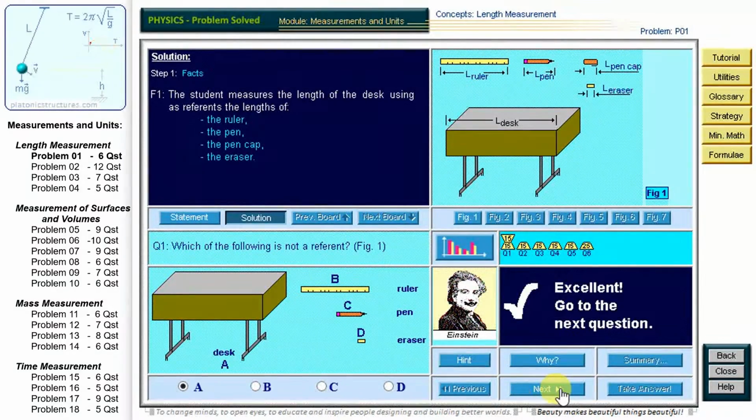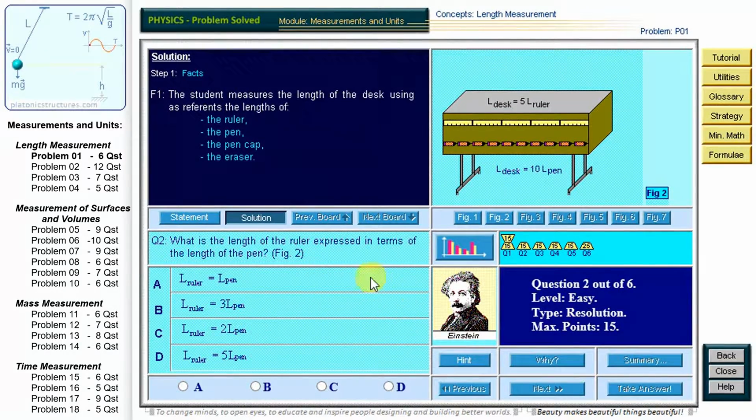Let us go to question 2. What is the length of the ruler, expressed in terms of the length of the pen? Figure 2 helps us answer this question. The desk is 5 times longer than the ruler. At the same time, the desk is 10 times longer than the pen. It follows from here that the length of the ruler is twice the length of the pen. So, the choice I make is C. Wish me luck. I am clicking Take Answer.